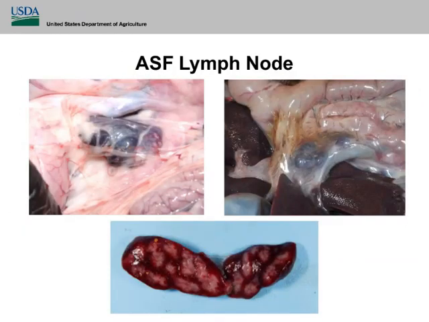ASF can be found in the lymph nodes. You'll see the hemorrhaging in the lymph nodes and the swelling. Most of the time when people are looking at a dead animal and they open it up and it's African swine fever, one of the first things they'll see besides the very swollen spleen is the fact that all of the lymph nodes are enlarged.